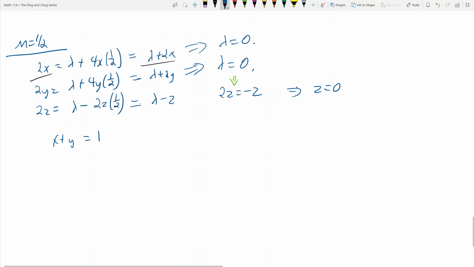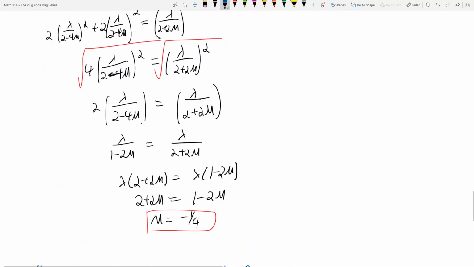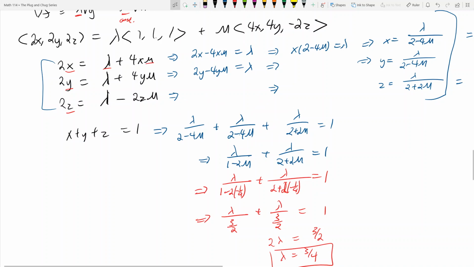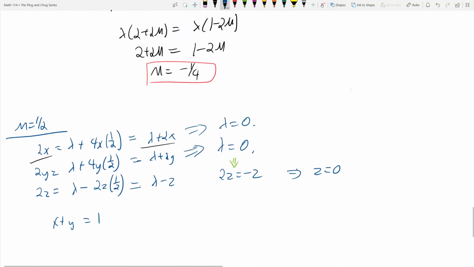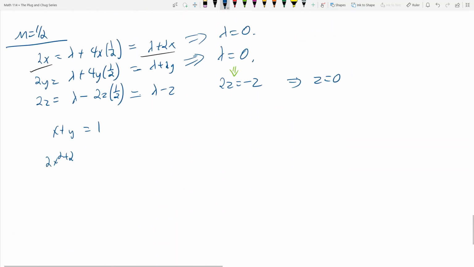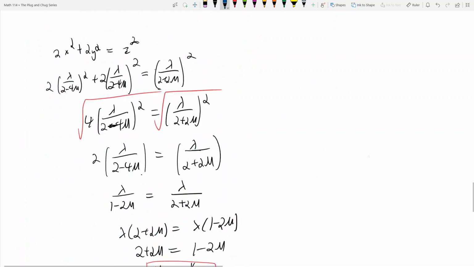But simultaneously, since z is 0, what's my other constraint? Well, my other constraint is this guy right here. My other constraint is 2x squared plus 2y squared has to equal 0. And it's impossible. There's no solution here, right? Because this automatically says that x and y are 0, but then that doesn't satisfy x plus y equals 1 if x and y are 0. So there's no solution in the case of mu equals 1/2.